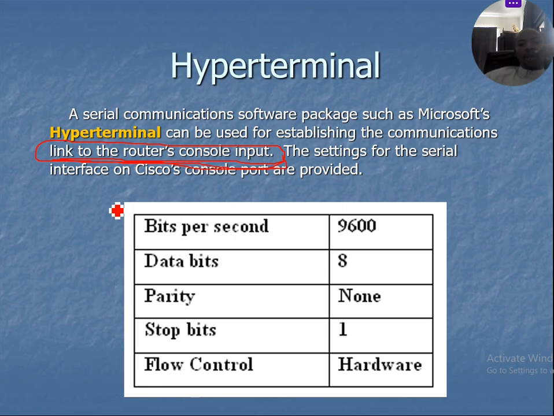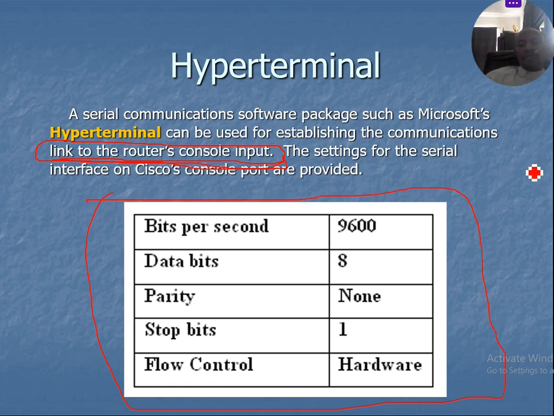Now these are the settings for HyperTerminal of a console port. The settings for the serial console of a Cisco console port are provided. First of all, you have to configure the bits per second to be 9600. The data bits will be 8, the parity none, stop bit 1, flow control is hardware. So these are some of the things you have to input through the console to the routers.